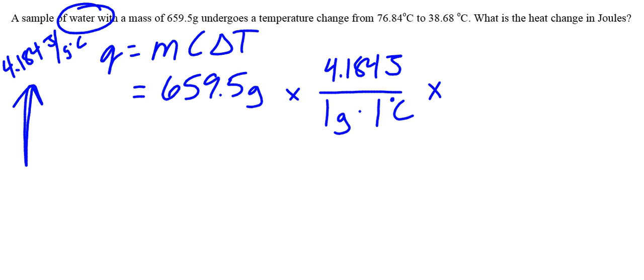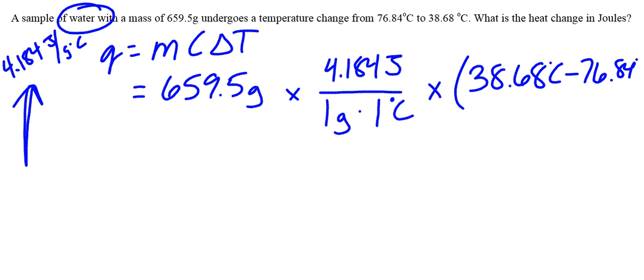So delta T, in this case, is going to be the final temperature, 38.68 degrees Celsius minus 76.84 degrees Celsius. Okay? When I do that math, I end up with a negative number, negative 38.16 degrees Celsius. Remember, with sig figs, I have 2 numbers to the right of the decimal in this number. I have 2 numbers to the right of the decimal in that number. Therefore, my answer should have 2.